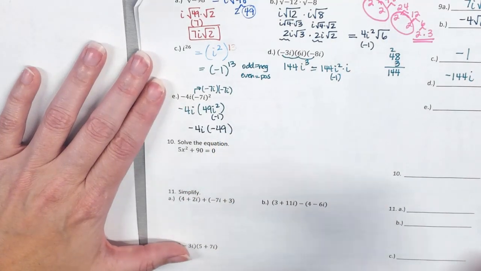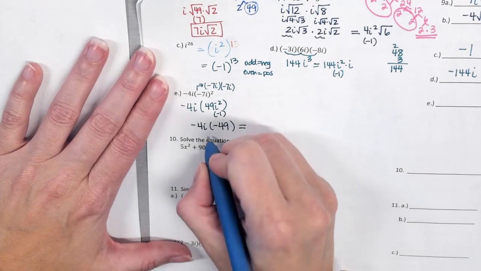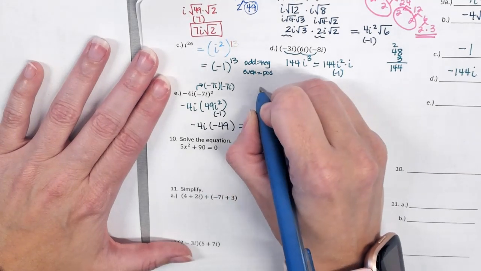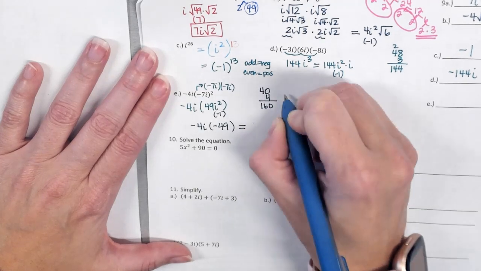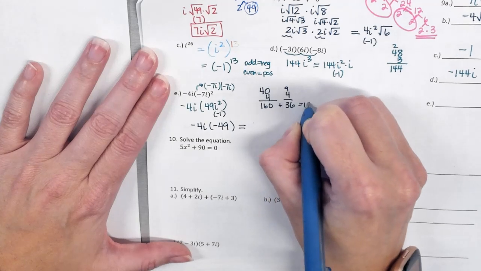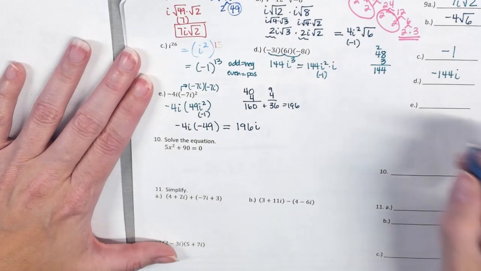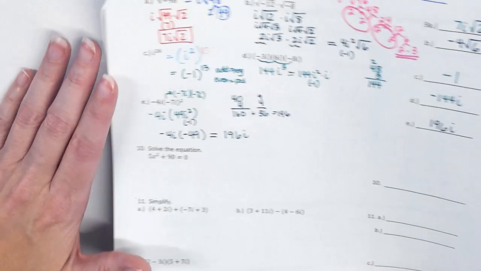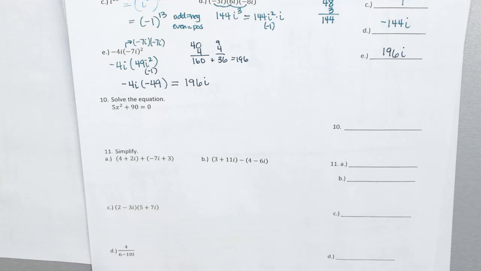Does this problem feel familiar to you? Yeah, it's one that we did in our notes. If you do 4 times 49, remember how we talked about different strategies to do that? You could do 40 times 4, and then you could do 9 times 4, and add them together. So you get 196i. Negative times a negative is a positive. So that is your final answer. Any questions for me on that one?